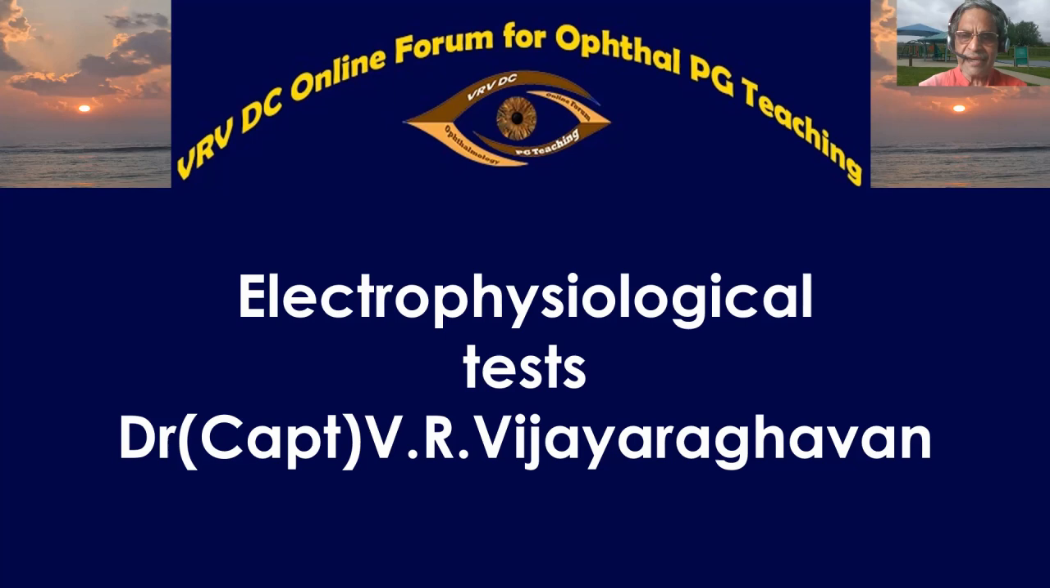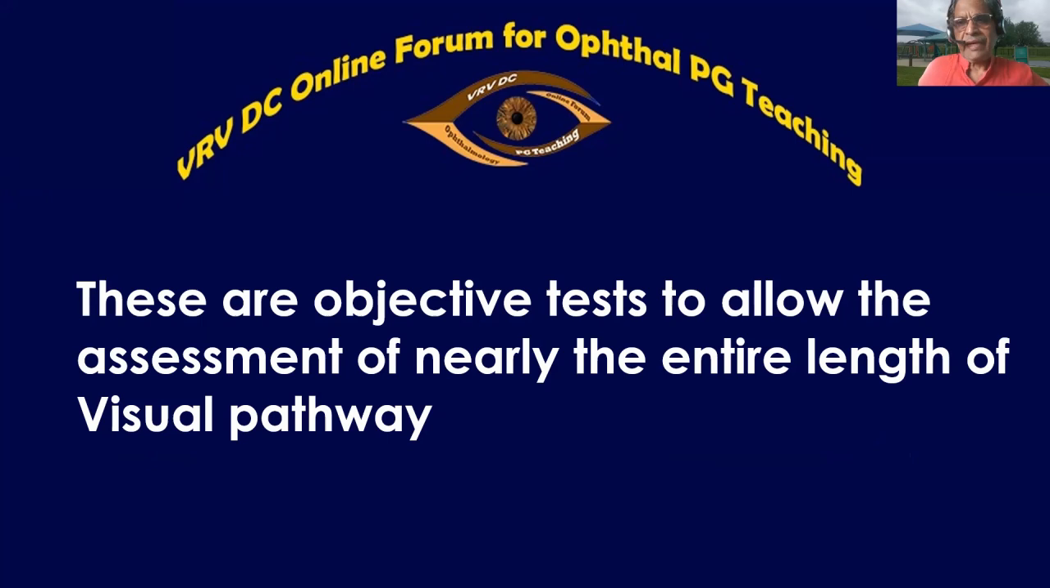Whereas the function, you can find with electrophysiological tests. Classically, we have the electroretinogram. And of course, we have other things like electrooculogram and visual evoked potentials. My talk here is first on the electroretinogram. All the electrophysiological tests allow us to assess the entire length of the visual pathway.